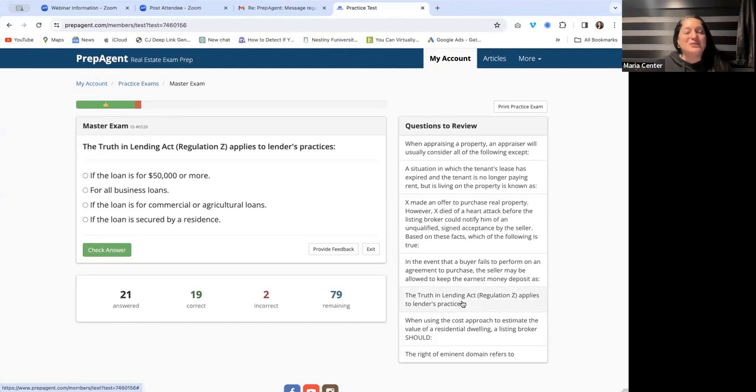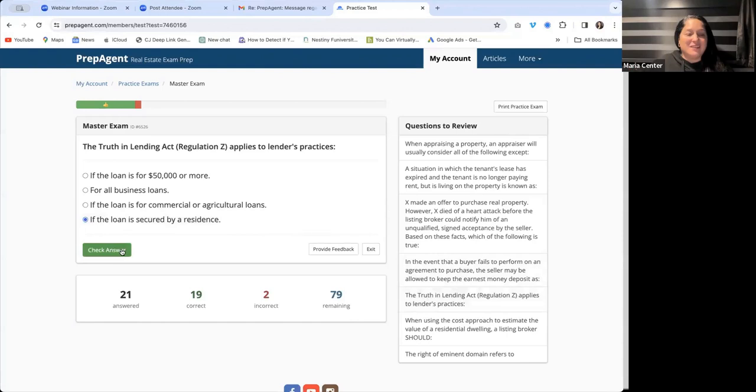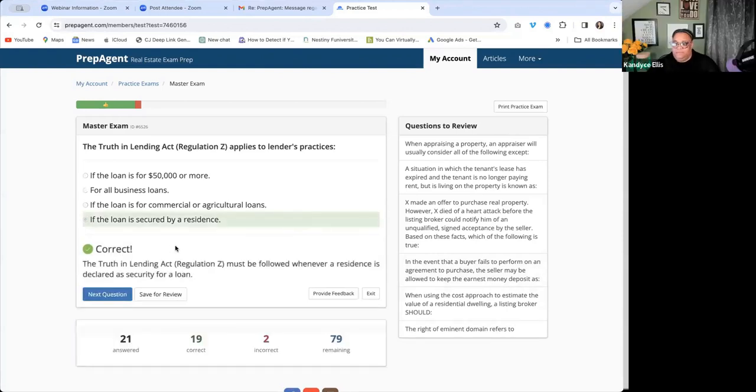My turn. All right. So the Truth in Lending Act, Regulation Z, applies to lenders' practices. Now, sometimes they use Truth in Lending Act and Regulation Z interchangeably, so be on the lookout for those two, right? If the loan is $50,000 or more, is it for all business loans? Is it the loan is for commercial or agricultural loans? Or if the loan is secured by a residence? What do you guys think? What say you? We got D's, D's, D's. If the loan is secured by a residence.